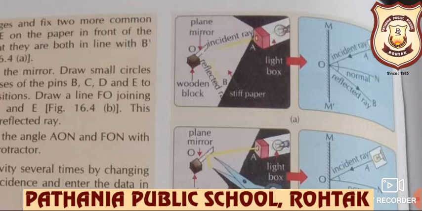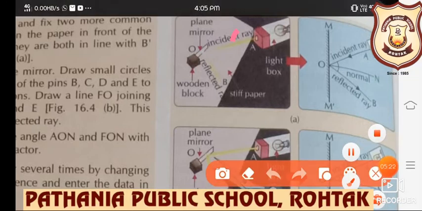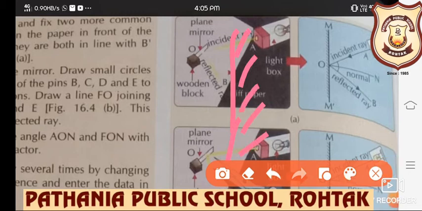And one more thing I'll discuss: when a ray of light falls normally or perpendicularly on a plane surface, that is, when the angle of incidence is 90 degrees to the surface, it is reflected back along the same path. See, I'll show you what I am saying. Suppose this is a plane mirror and this is the non-reflecting part where I am shading. If the ray of light is going straight, then it will come back in the same direction.